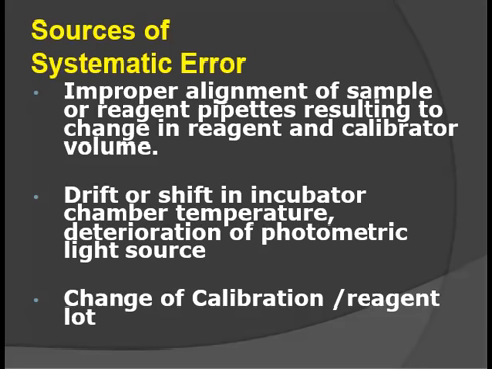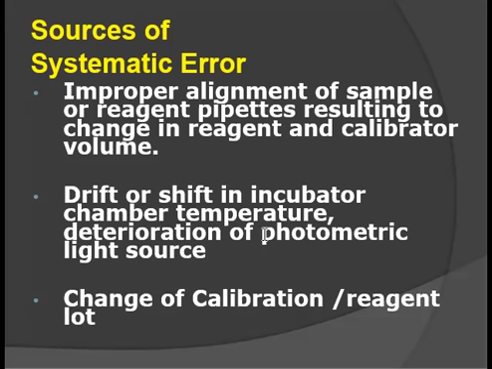That would also be a source of systematic error. What else? Drift or shift in incubation temperature. Remember, going back to your biochemistry, temperature can affect the rate of chemical reactions. Right? Okay? And then, deterioration of photometric light source. Why? Because remember, light has a very important role, especially if the machine is utilizing spectrophotometry.